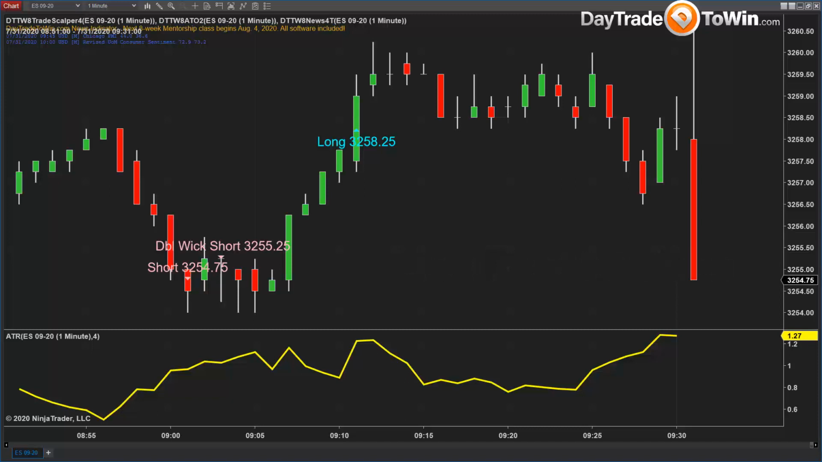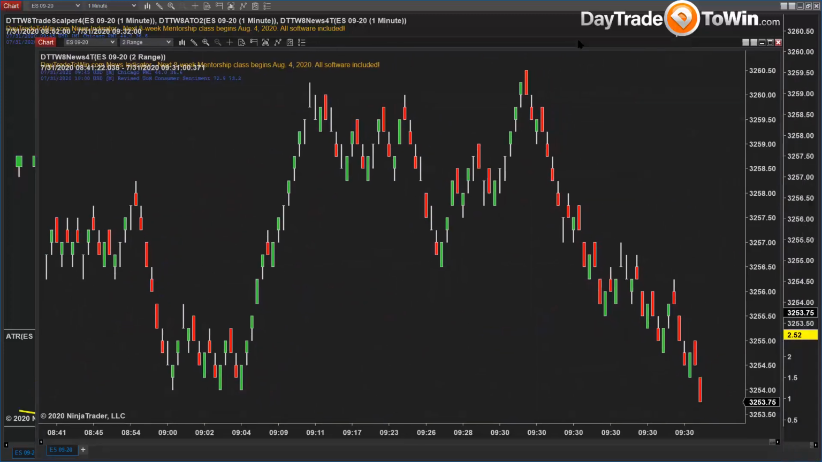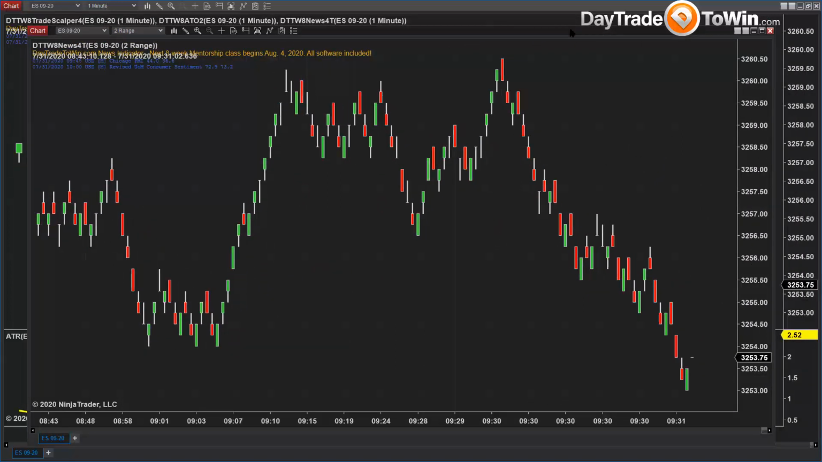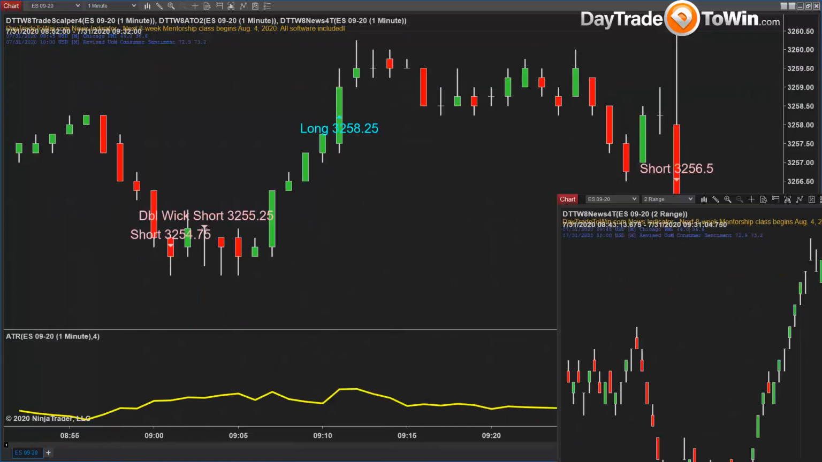We're looking at the E-mini S&P. I have the at the open. I have the TradeScalper. Here is the range chart as well over here. And we're going to be looking at the orders that exist.